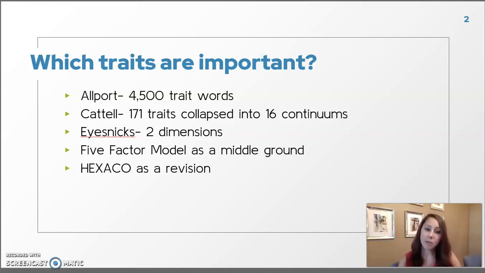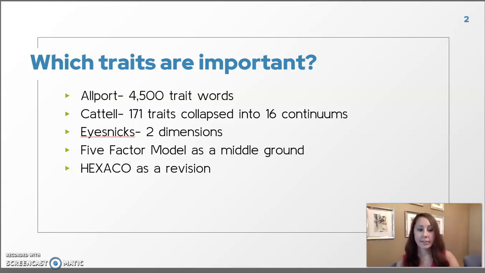Cattell combined some of those into 171 traits that were located on 16 continuums. So basically what this looks like is there would be a list of 16, this side and this side. And for all 16, you would fall somewhere on this spectrum. And those 16 different spectrums would contain 171 key personality traits. So that's less than 4,500, but still you have endless combinations of personality types that could be created from that.